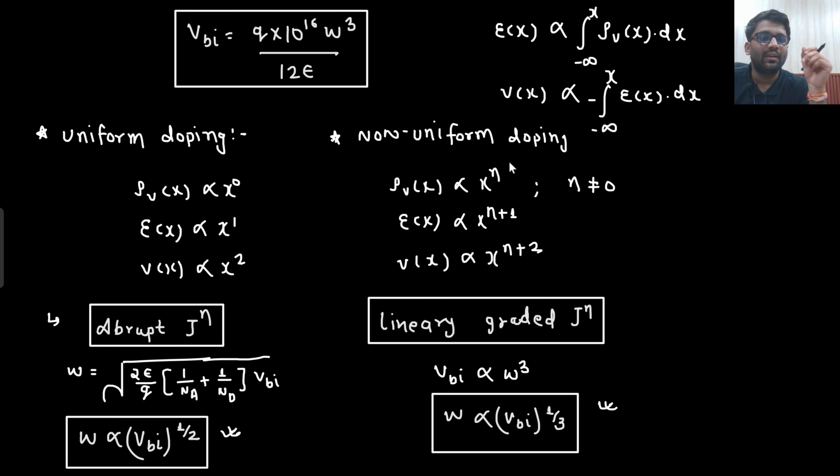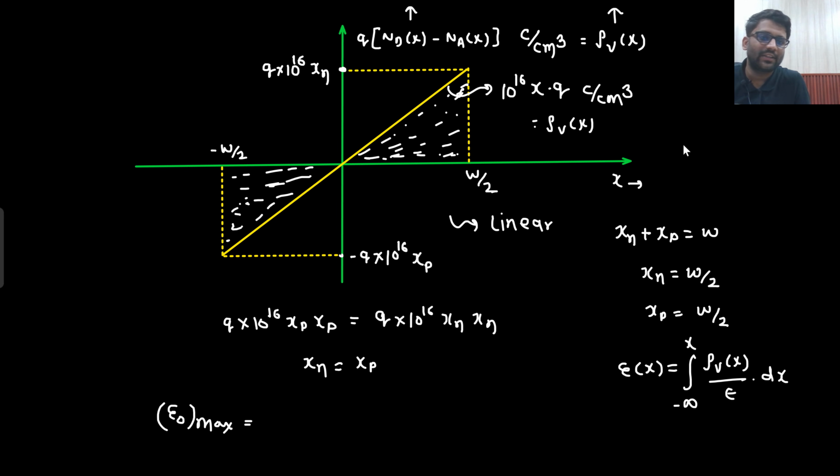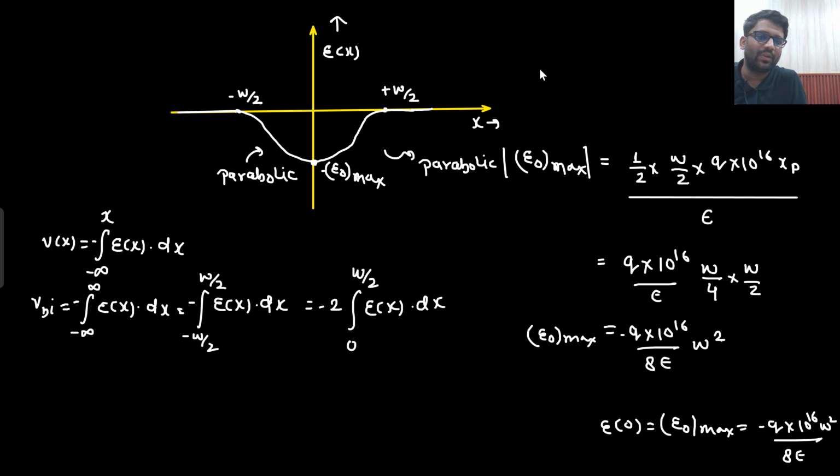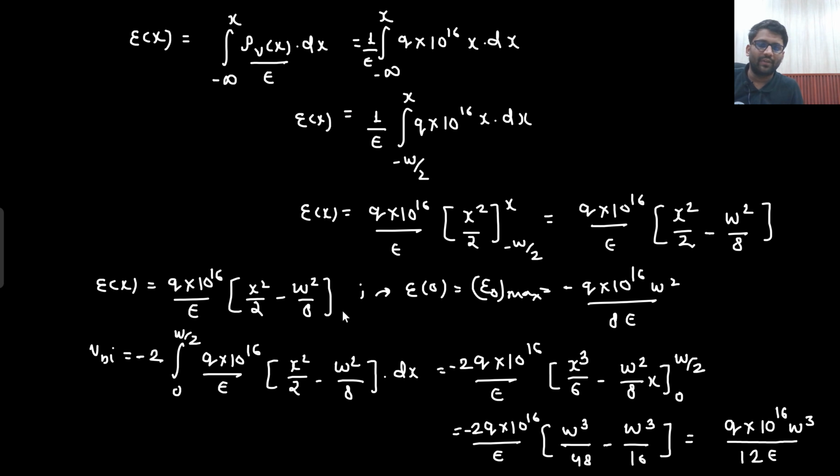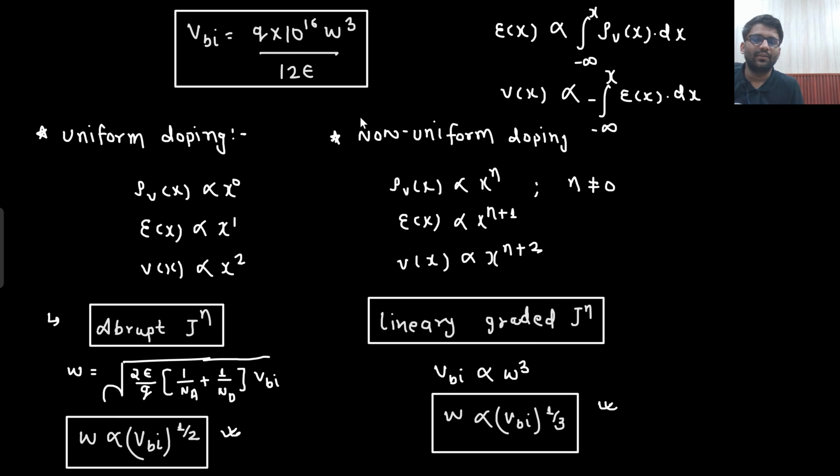What about non-uniform doping? Non-uniform doping means my rho v(x) would be a function of x. It could be anything. It could be x square, it could be x cube, it could be simply x. So let's just say in this particular case, our rho v(x) was simply 10 to the power 16 x. So 10 to the power 16 is constant, q is constant. So rho v(x) was simply proportional to x. That's why our electric field came out to be a function of x square. And you can check as well, when we find out the expression, it came out to be a function of x square only. And then eventually your built-in potential or your V(x) would have come out to be a function of x cube as well. So this is the scenario.